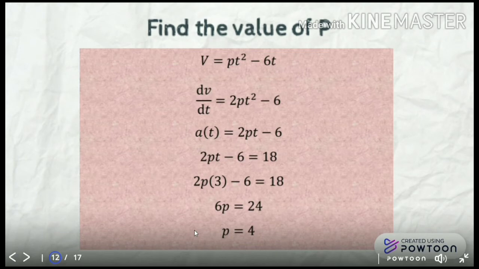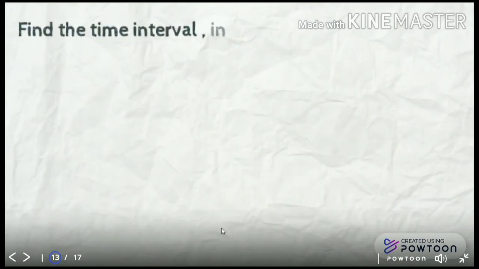Based on the question, the acceleration of the car given is 18 meters per second squared when t equals 3 seconds. Therefore, we can substitute t with 3 and equate it to 18 according to the information given. When we substitute t with 3, it becomes 6p minus 6 equal to 18. Then we move the 6 to the right hand side and it becomes 6p equal to 24. Therefore, the answer for this question is p equal to 4. So we move on to the next question.